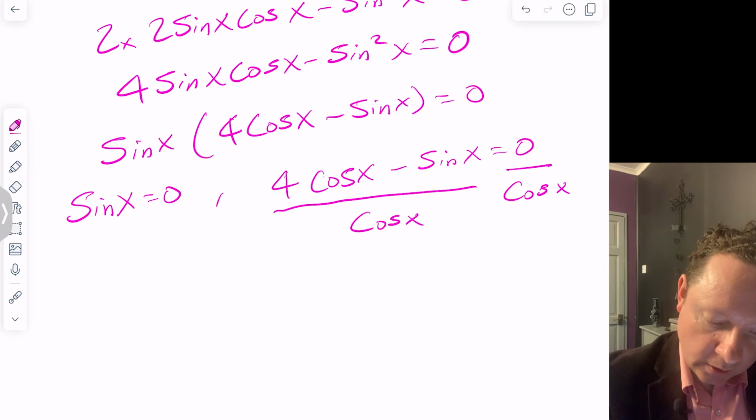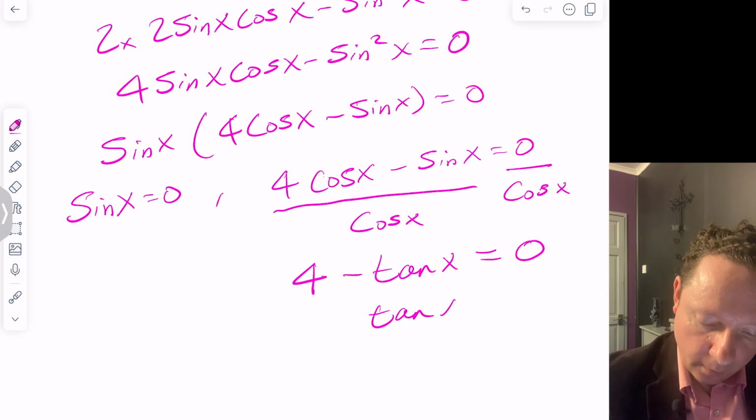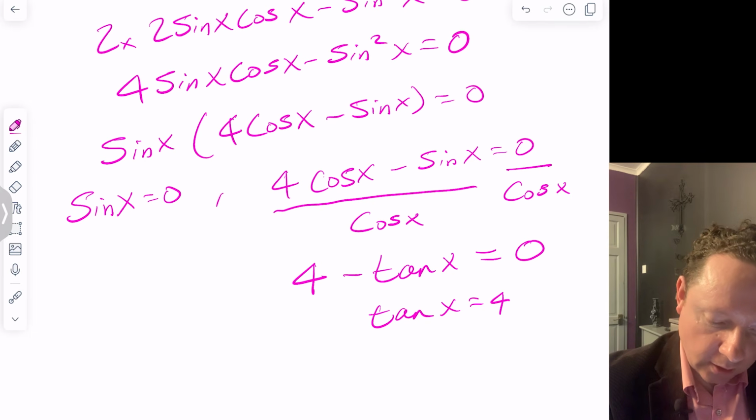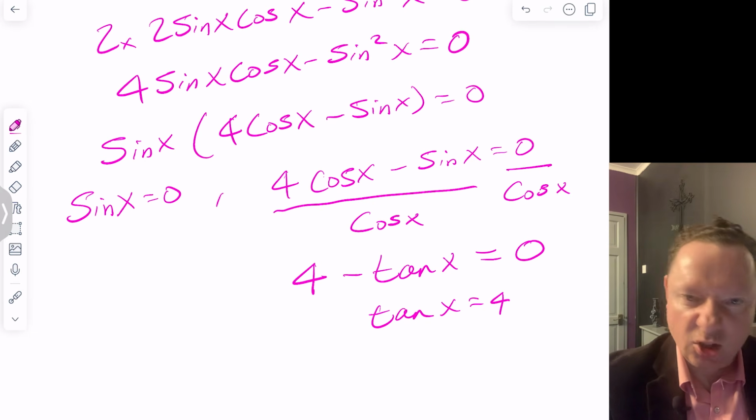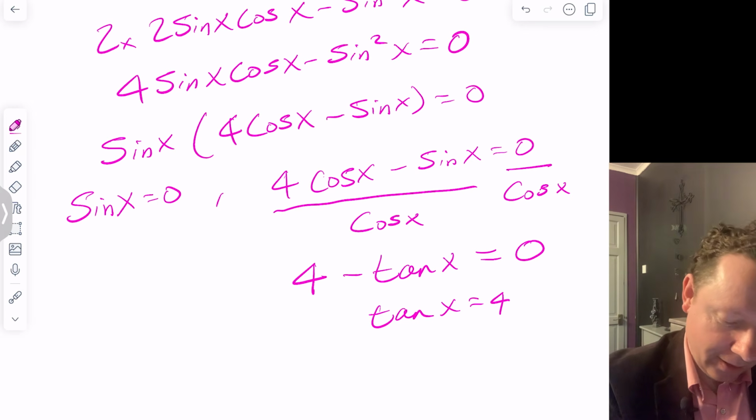So I'm going to divide this side by cos x, and similarly this side by cos x to be fair. So cos x divided by cos x is 1, so that gives me 4. Sine divided by cos is tan, so that gives me tan x. 0 divided by cos x is 0, and therefore tan x equals 4. And now I can solve both my equations. Inverse sine of 0, well, you should know that. We need a calculator for that, but let's just check.